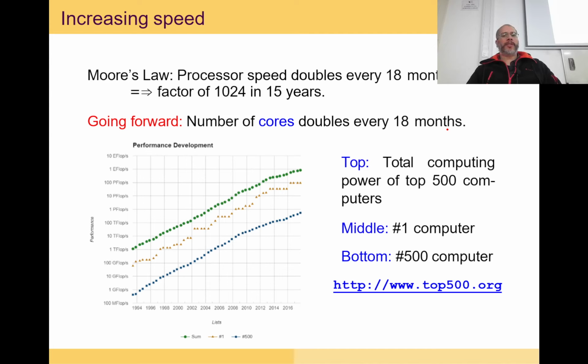Moore's law still works in the sense that not the processor speed, the clock cycle, but the number of cores now doubles every 18 months. The number of cores that you see in the fastest or the average machine in the top 500 is almost doubling every 18 months. So Moore's law is still valid in a parallelized sense nowadays.